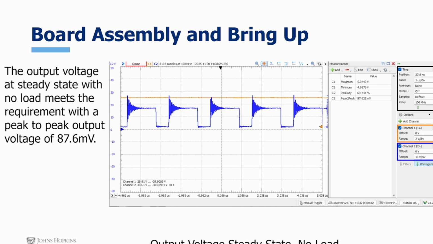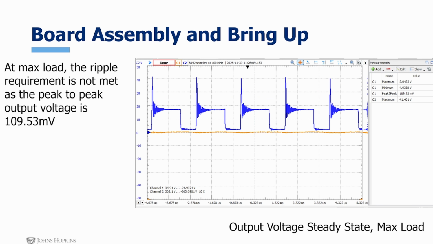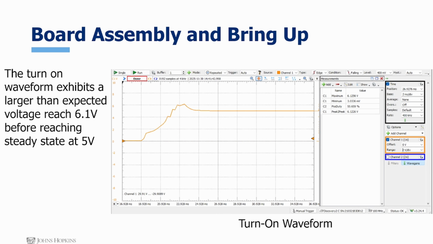The output voltage at steady state with no load does meet the peak-to-peak requirement at 87.6 millivolts. And at the max load condition, the requirement is not met, as the output voltage is reading around 109.53 millivolts, with the gate drive signal shown there also showing a large amount of ringing. The turn-on waveform does exhibit a larger than expected voltage. It's reaching 6.1 volts instead of not more than 5.1.